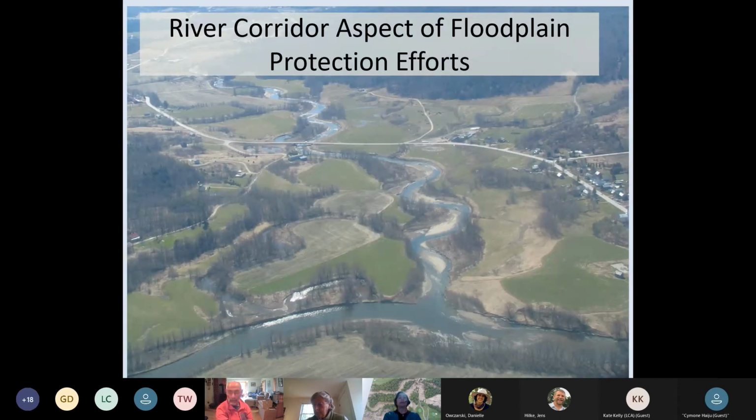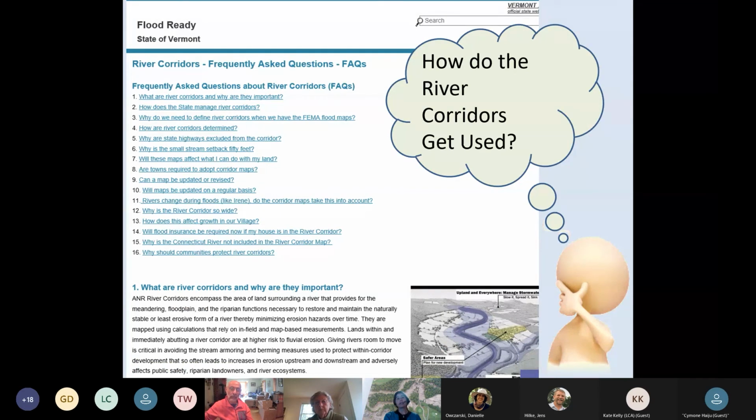So let's look at the river corridor side of reducing risk to flooding. As Danielle mentioned, there's a good website, Vermont's Flood Ready site, and there's a frequently asked questions page around river corridors. So we'll take a few moments and look at a couple of the highlights from this page.